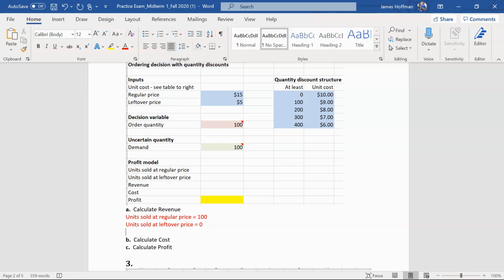Alright, and then the revenue, so you have to figure out units sold at regular price and units sold at leftover price before you determine revenue, because revenue is based on how many books you sell at regular price and how many books you sell at leftover price. So I'll write the full equation here, even though leftover price is going to be 0, but let's just put it in there so you can use it for your exam.